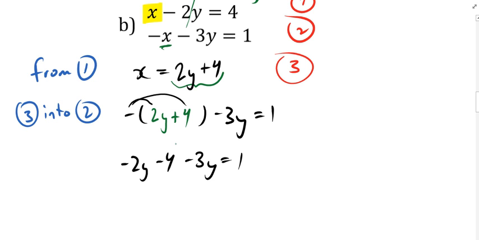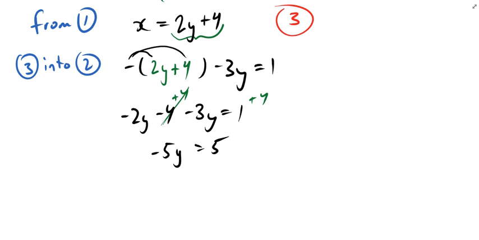And then I'm just going to solve this quickly. Plus 4, those give you 0. Negative 5y equals 5. And y equals negative 1 for this one.